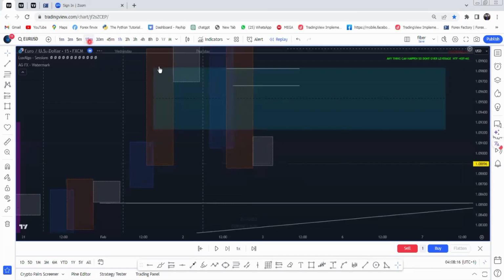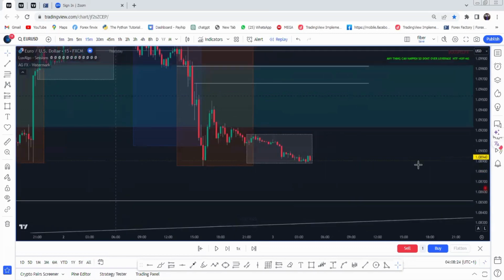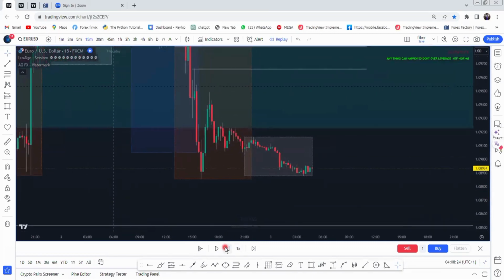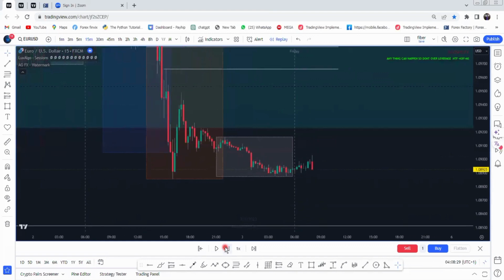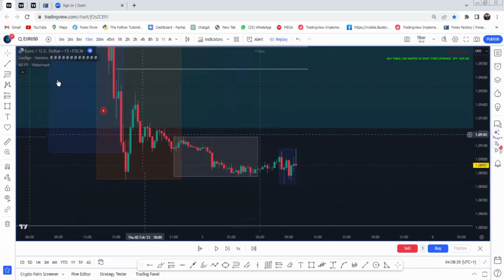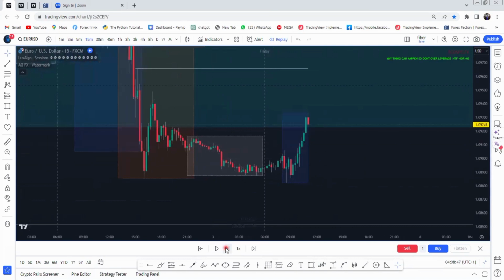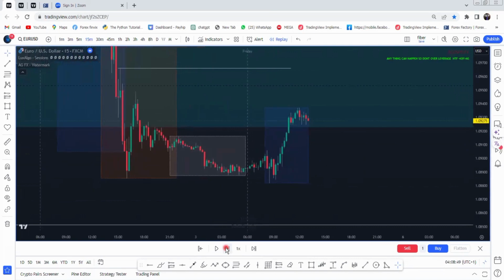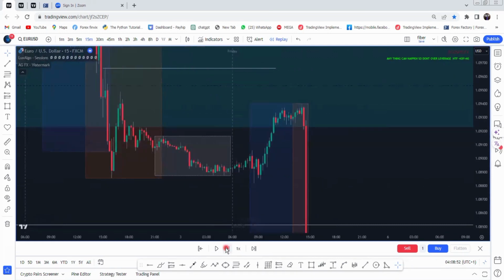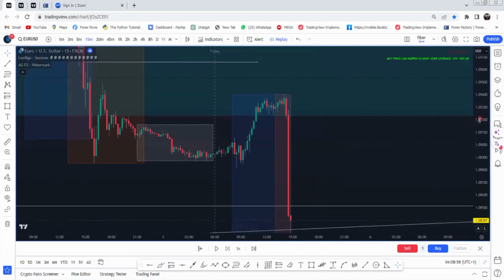Go back to 15 minutes. So we have a daily opening price. We want to see price probably take Asian high before dropping. Remember, we are interested in sell because of what price has done on the higher time frame, like the daily.